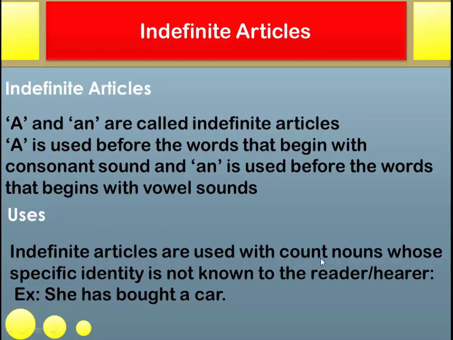So what are the uses of indefinite articles? Indefinite articles are used with count nouns whose specific identity is not known to the reader or the hearer. Count noun means that can be counted. Okay, so like chair, table, book. And whose identity is not known. For example, she has bought a car. So she has bought a car. We don't know about the car, so that's why a is used before it, because the car is not known to the reader or the hearer. That's why a is used before that.